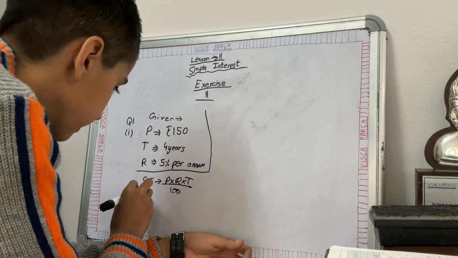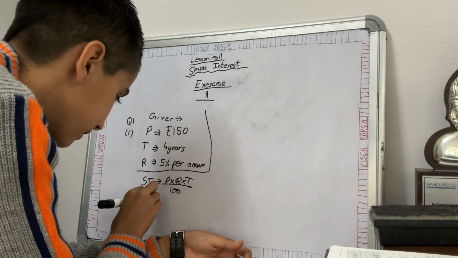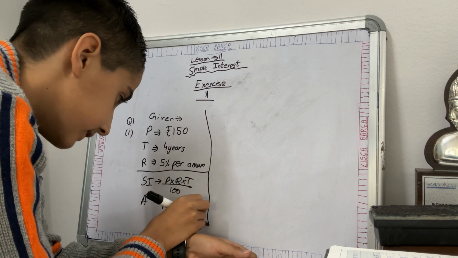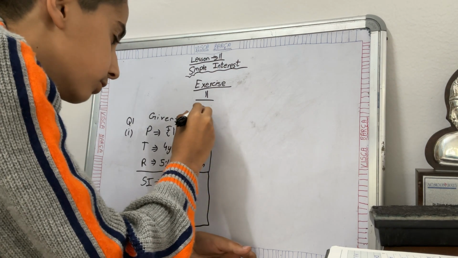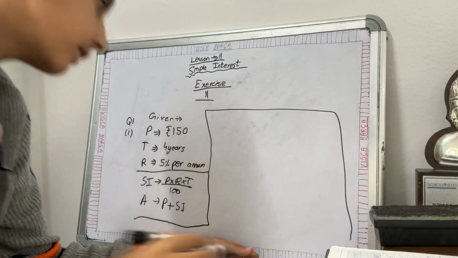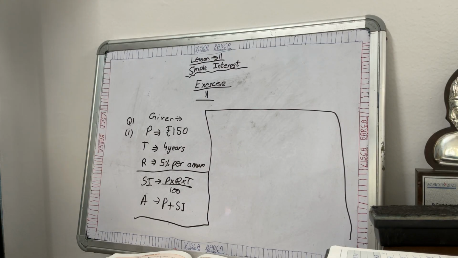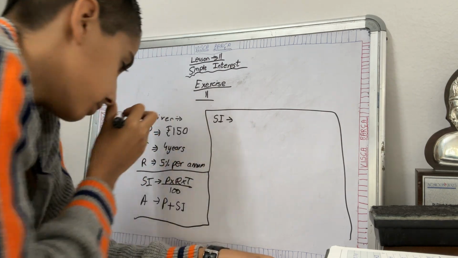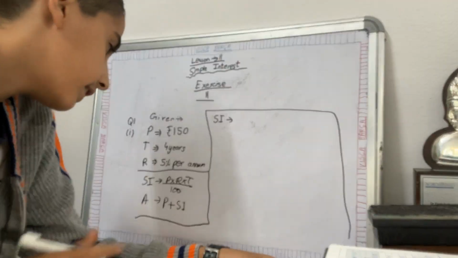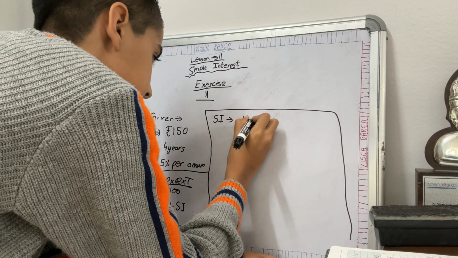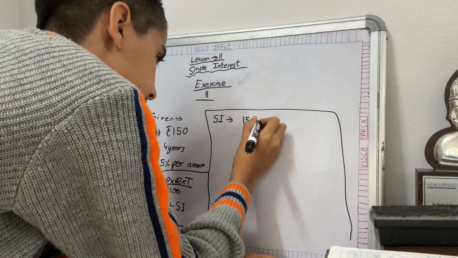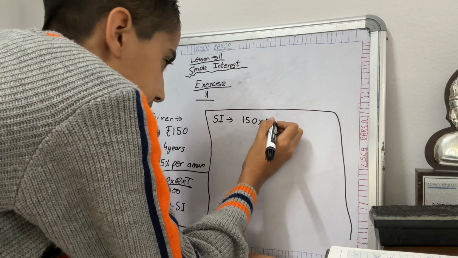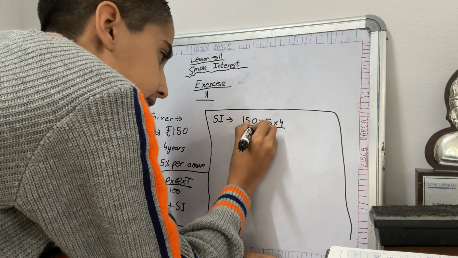And amount is P plus SI. So these are the formulas for this question. Now we'll do the solution part here. We'll find simple interest first. SI is equal to P into R into T upon 100. So P is 150 into R is 5 into T is equal to 4 upon 100.